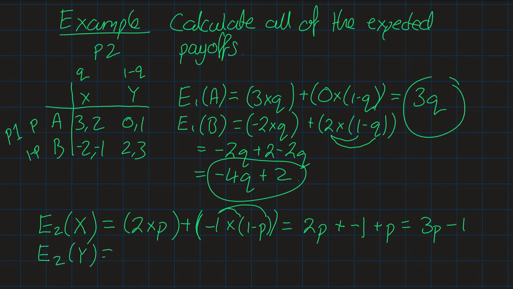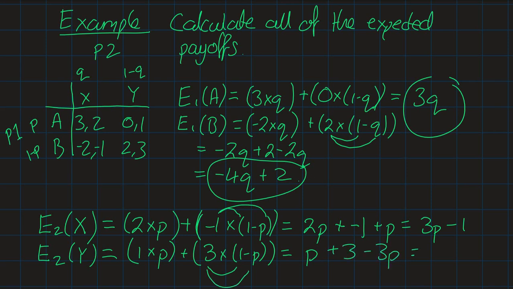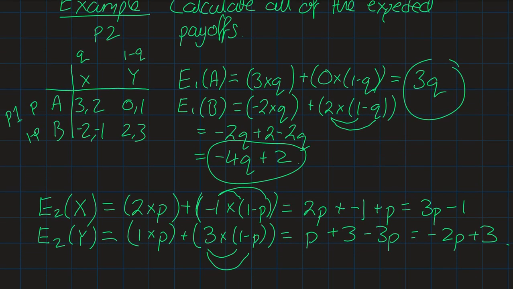E2 of Y. Now, if player 2 chooses to play Y, they're going to win 1 point P of the time and 3 points 1 minus P of the time. So it's going to be 1 times P plus 3 times 1 minus P. Simplifying this, it's P plus 3 minus 3P, so it's minus 2P plus 3. And that's it. That's the end of this example.